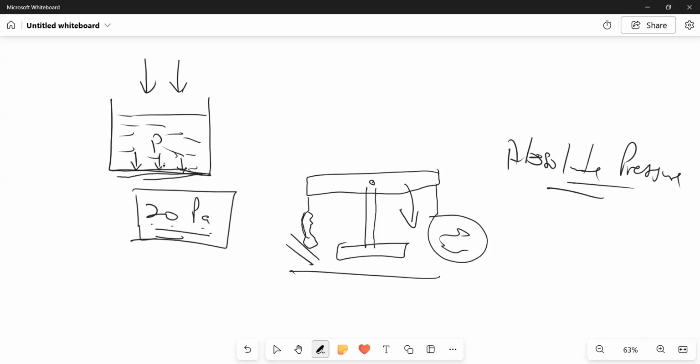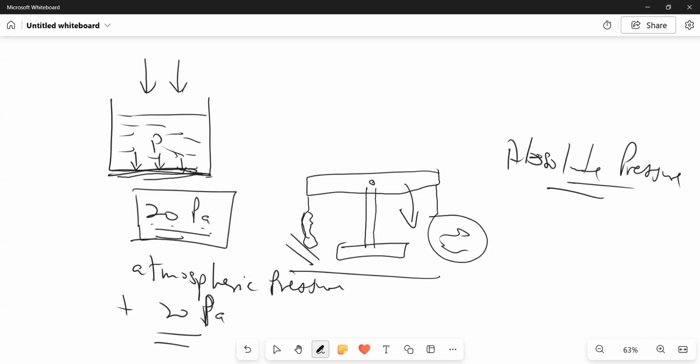Because the pressure that is exerted on this base is atmospheric pressure, as well as the 20 Pascal that the fluid is exerting on the base of this container. So it's all this pressure up here, right? They call it 1 atmosphere, right? And 1 atmosphere is roughly how much?